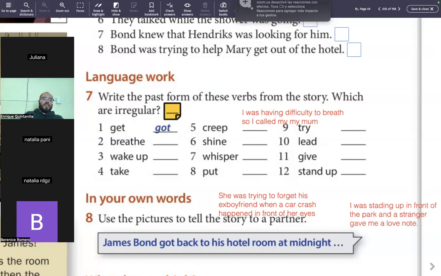Okay, examples, guys. Julie, yes, first. I have a bit of a sore throat. Okay, no problem.